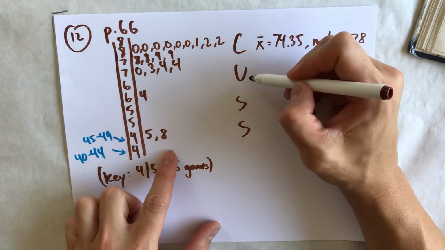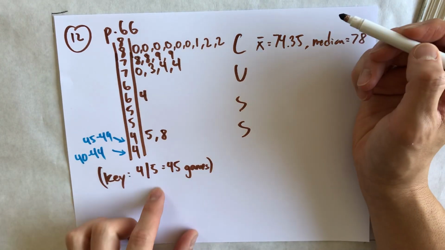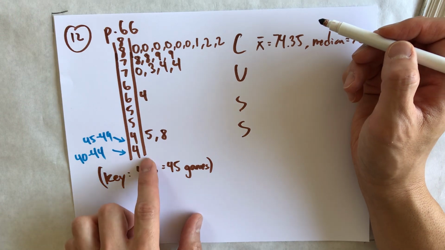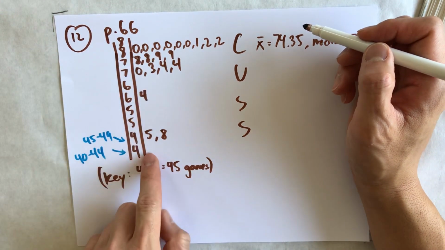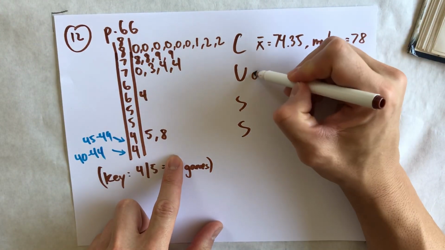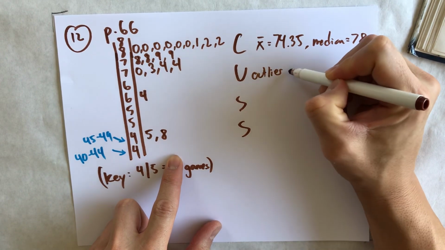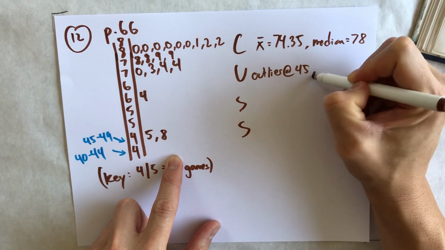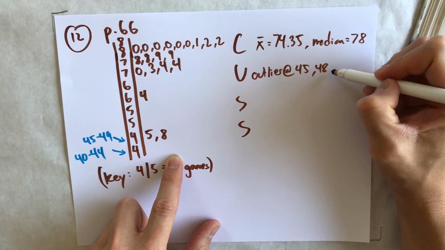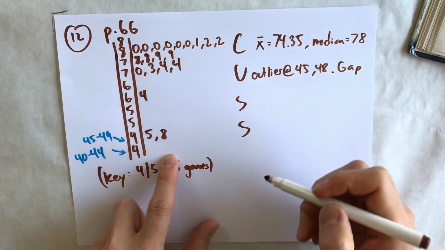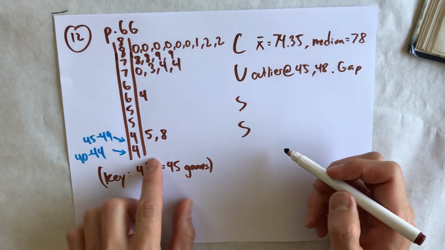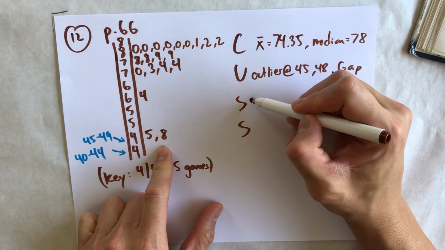Okay. Any unusual features? Could there be an outlier? Look, most of his seasons were up here, and then there were these 45 and 48. So I would say there's an outlier at 45 and 48. And then there's definitely a gap, right? There's a gap in the 50s right there. What would the shape of this be?